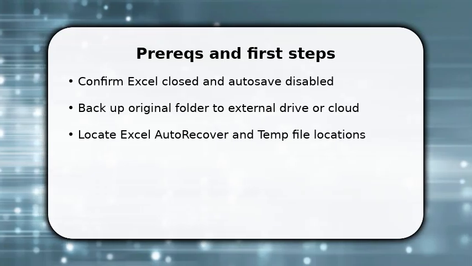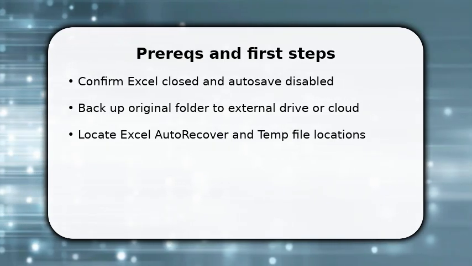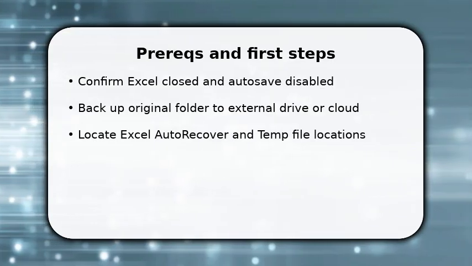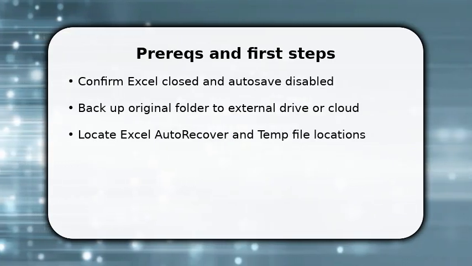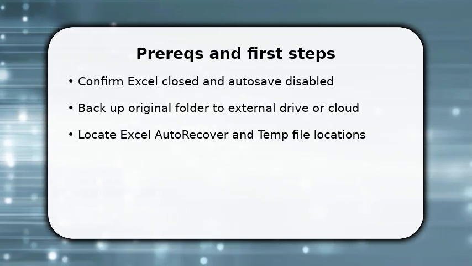Enjoy the video. You start by confirming Excel is fully closed and autosave turned off so temporary recovery files stop regenerating. Next, copy the folder containing the workbook to an external drive or cloud to preserve a fallback.